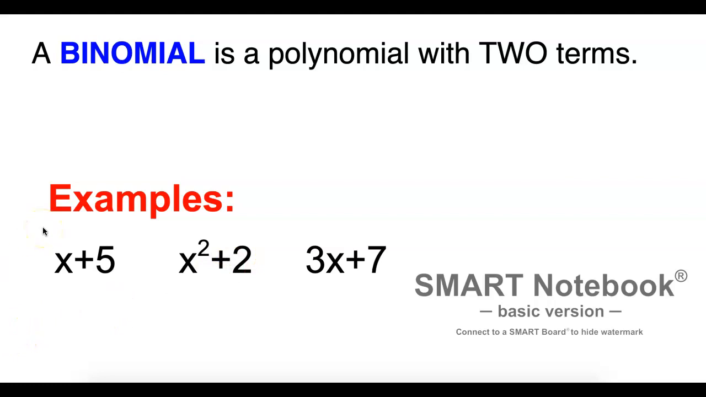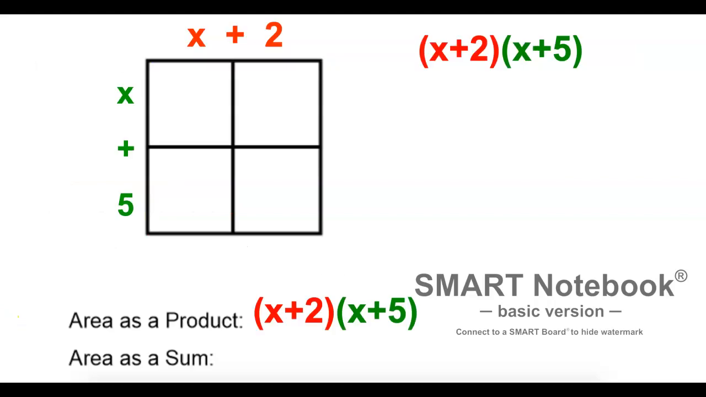Today what we're going to do is look at how we multiply binomials together using something called a generic rectangle. So here, x plus 2, the expression I have written here in red, is a binomial, and x plus 5 is also a binomial. We are going to multiply these two binomials together using what is called a generic rectangle. So the generic rectangle is what you see on the left-hand side of your screen.